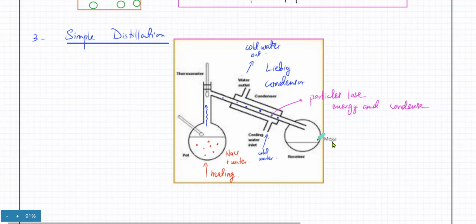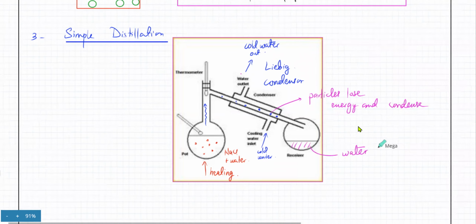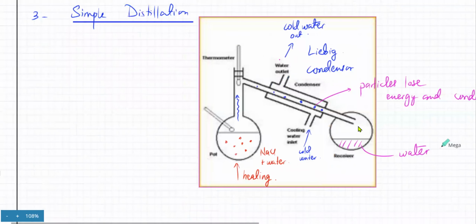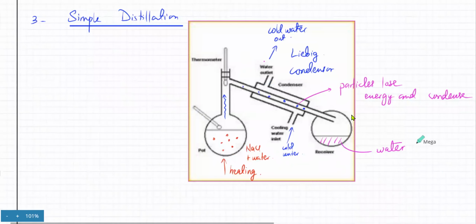And this is at the other end. This is where you're going to get water, right? I'm assuming we're distilling NaCl and water. That was our example. Now, a few more things about this. This diagram is slightly wrong, because this container should have an opening as well.